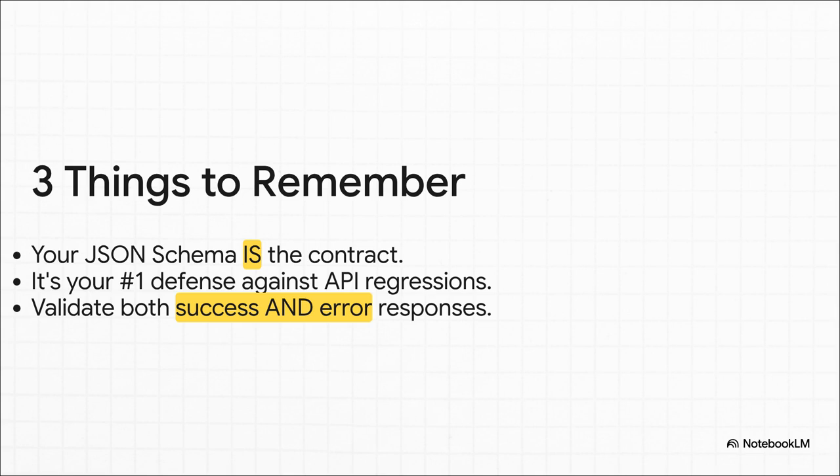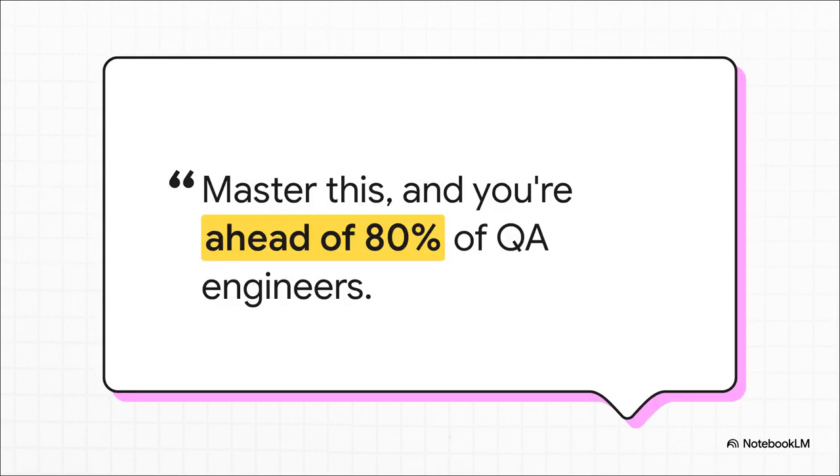And number 3, the pros validate everything. That means success responses and error responses. I'm serious. Take the time to learn this. Master this one technique, and you are immediately ahead of probably 80% of other QA engineers out there. It's truly the hallmark of a professional, modern testing strategy.